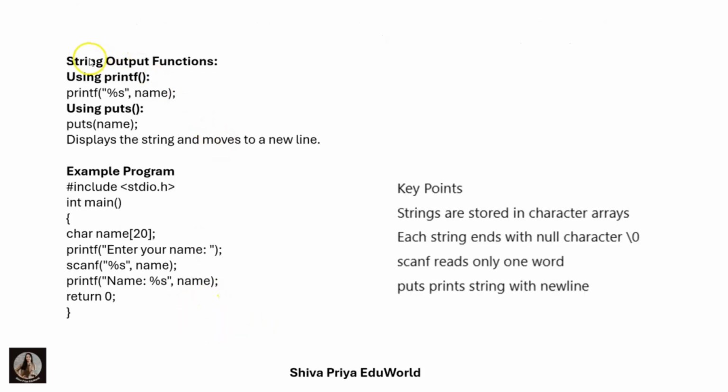Clear? Here we have string output functions using printf and using puts. Here printf means %s and name. The same for scanf also. Using puts means puts name. It displays the string and moves to the new line.